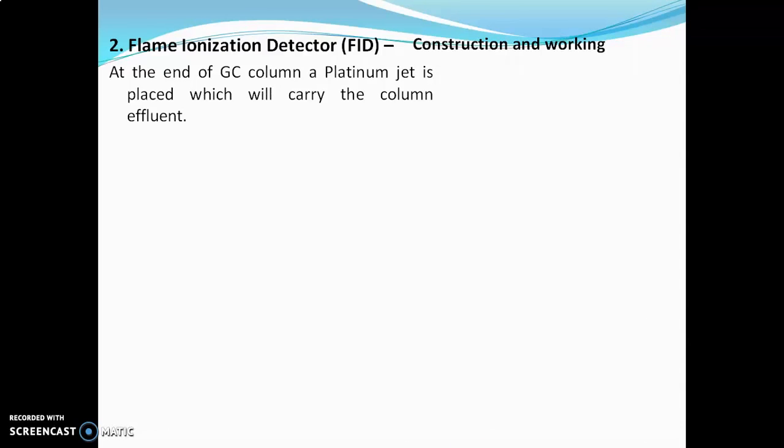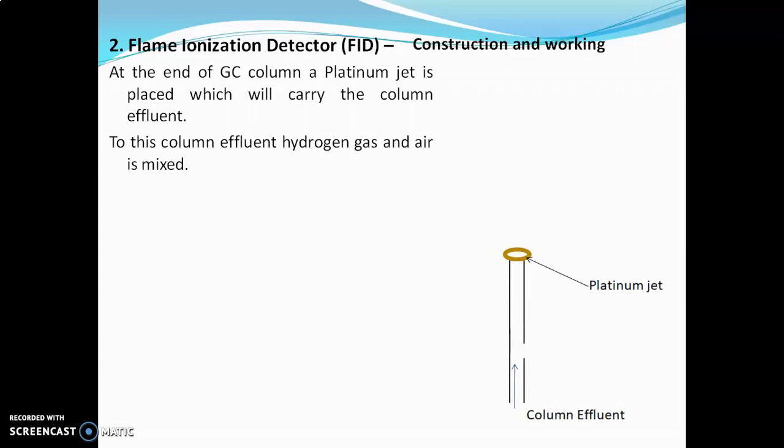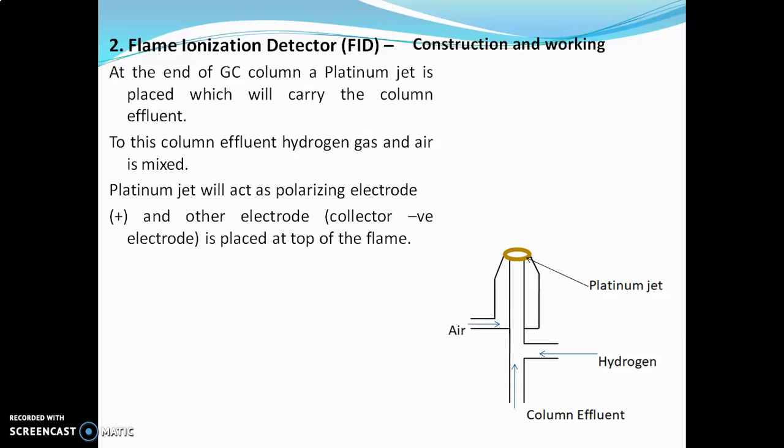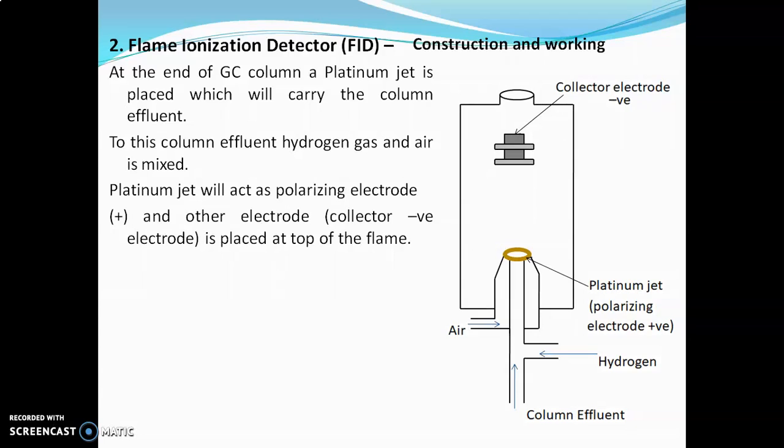At the end of the GC column, a platinum jet is placed which will carry the column effluent. This column effluent is mixed with hydrogen gas and air, because a flame is going to burn, and for burning of that flame, air and hydrogen are required. Hydrogen is provided separately if it is not used as carrier gas. The platinum jet will act as the polarizing electrode, and another electrode, known as the collector electrode, is placed at the top of the flame, and this whole thing is present in a chamber.